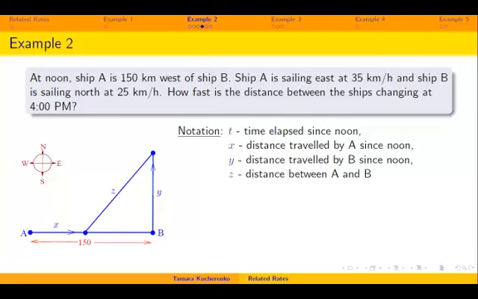Since velocity is the rate of change of distance with respect to time, we are given that the derivative of x with respect to t is the velocity of A, which is 35 kilometers per hour, and the derivative of y with respect to t is the velocity of B, which is 25 kilometers per hour. We need to find the rate of change of the distance between ships, dz/dt, at time t equals 4.